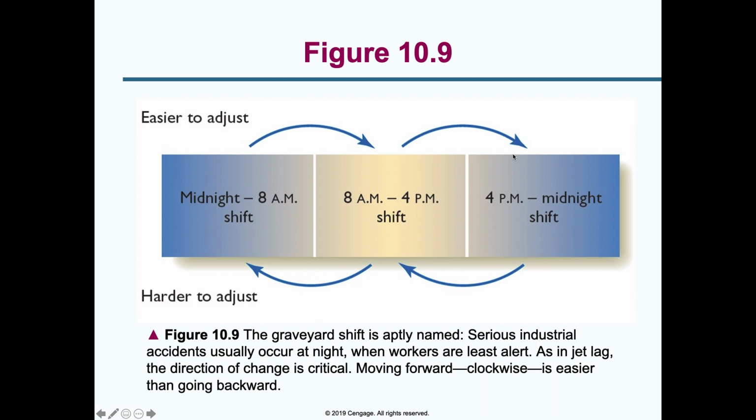However, if you start, let's say, working the 8 a.m. to 4 p.m. shift, and your boss says, okay, I want you to start working the midnight to 8 a.m. shift, that's going to be harder to adjust. It's almost like the traveling east thing. So we're going from 8 a.m. to 4 p.m., and then we're told in 2 weeks we're going to shift to the midnight to 8 a.m. shift. That's actually harder, to go from this middle one over, because it's like traveling east with the jet lag. The direction is critical when we talk about going forward or going backwards. So that's an interesting chart, especially for those of you that do shift work.